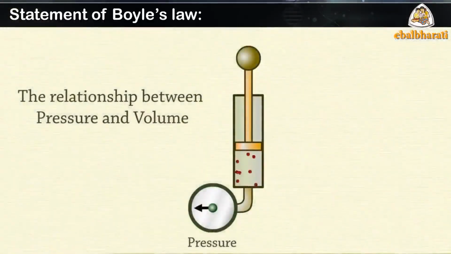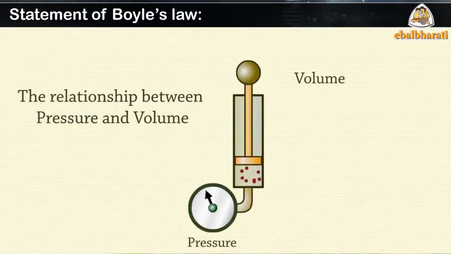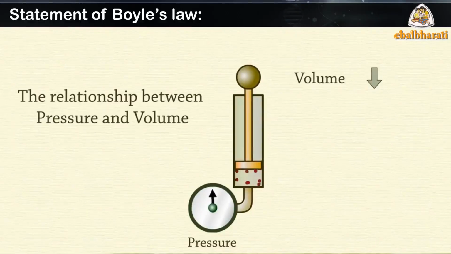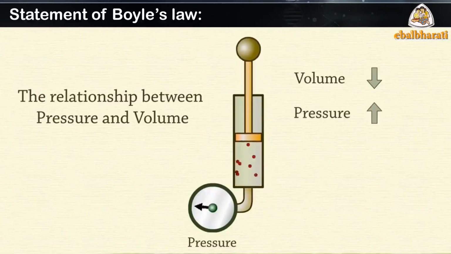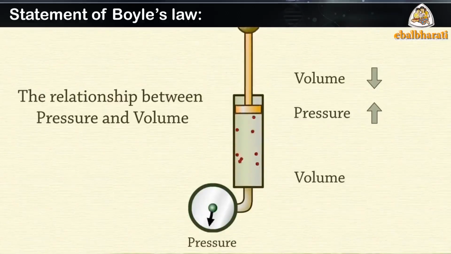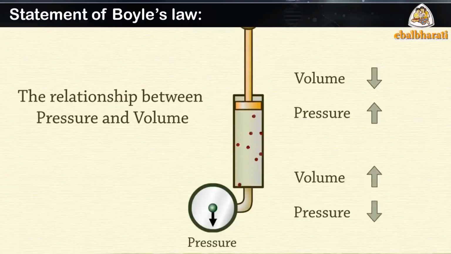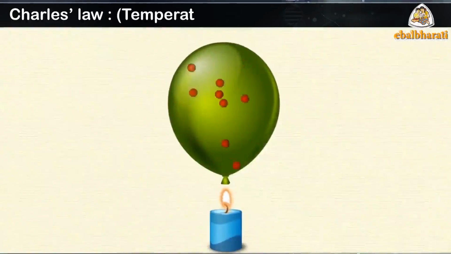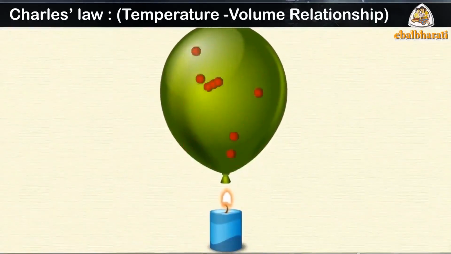Statement of Boyle's law. For a fixed mass, number of moles n of a gas at constant temperature, the pressure P of a gas is inversely proportional to the volume V of the gas. Or, at constant temperature, the pressure of a fixed amount, that is, number of moles of a gas, varies inversely with its volume.